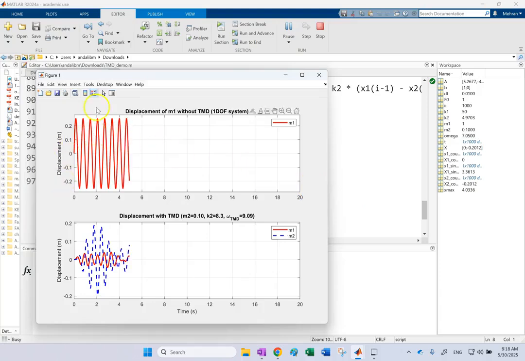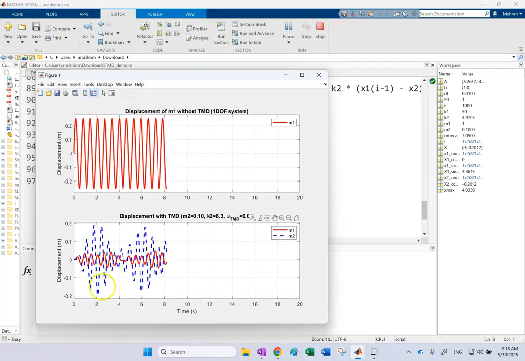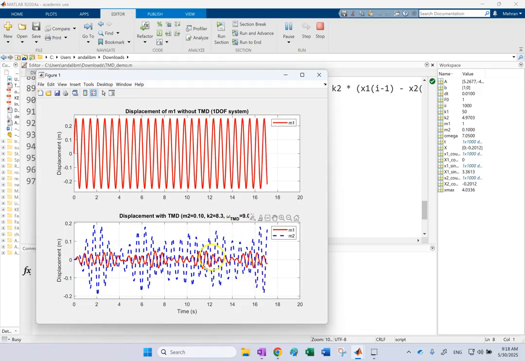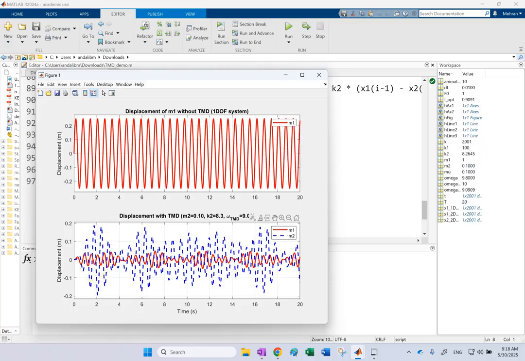So this is system 1. You see big magnitudes. And this is system 2, where the red one is the magnitude of M1 and the blue one is the magnitude of M2 here. Okay, and if you look at the magnitude of M1, the maximum is like 0.04, 0.05, no more. But here, the maximum is about 0.25. Okay, so it's about 6 times bigger. So it reduced the oscillation of M1 by a factor of 6 almost.